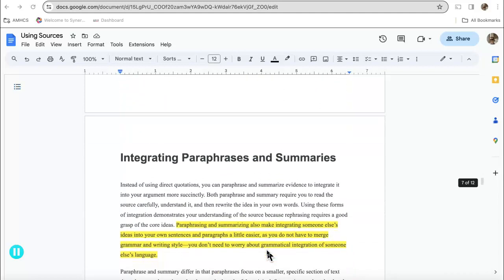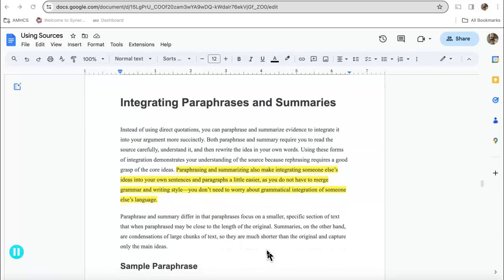All right. How is it then that you integrate paraphrases and summaries? Well, I have good news for you. It's easier to do because you're already taking someone else's words and ideas and just keeping the ideas and putting it into all of your own words. The integration is much easier. All you need to do is argument level integration. You don't have to merge someone else's grammar and writing style into your own sentence like you have to do when you're doing a quotation.